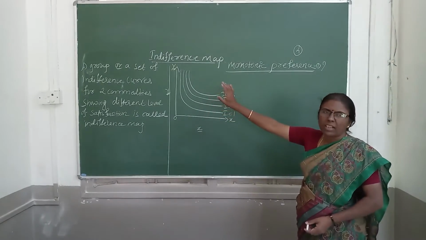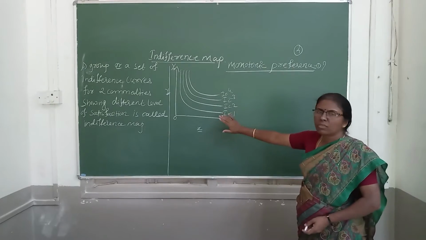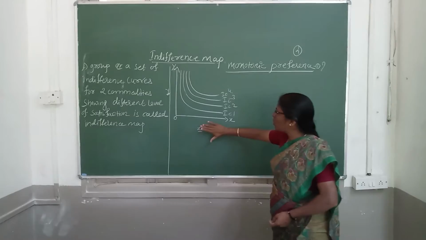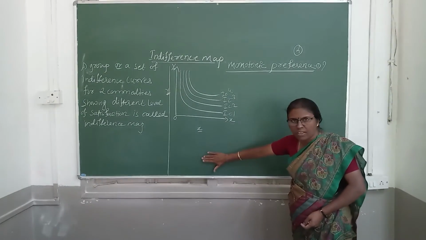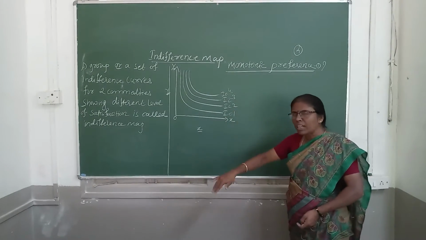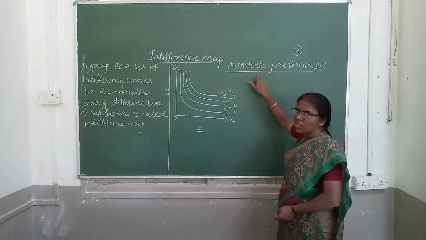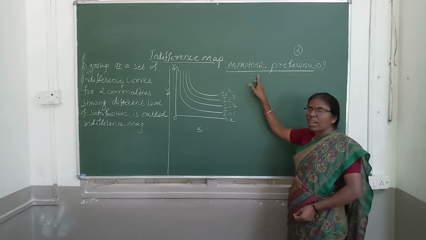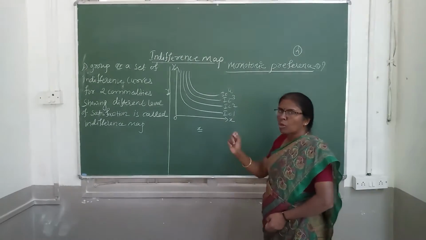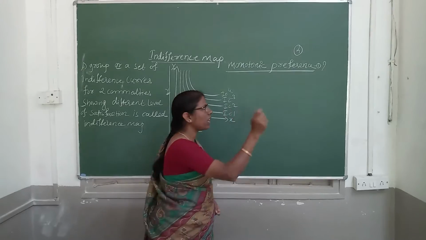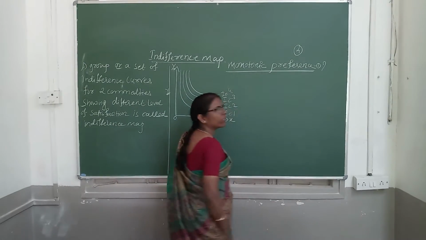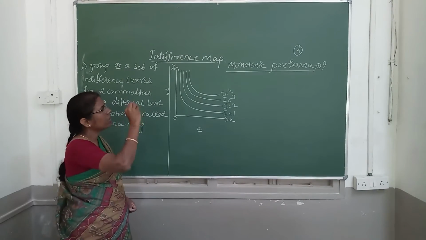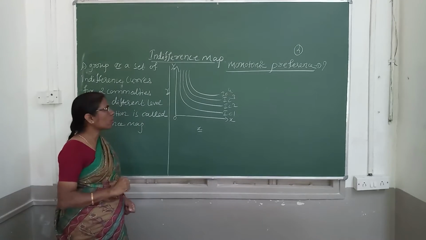Then, explain the indifference map with the help of a diagram. First we have to write the meaning, then draw the diagram, and then explain this diagram. In the explanation we have to mention that the consumer always prefers a higher level of satisfaction. It is nothing but monotonic preference, and we have to underline this monotonic preference. Is it clear? Then definitely we will get 4 out of 4 marks.